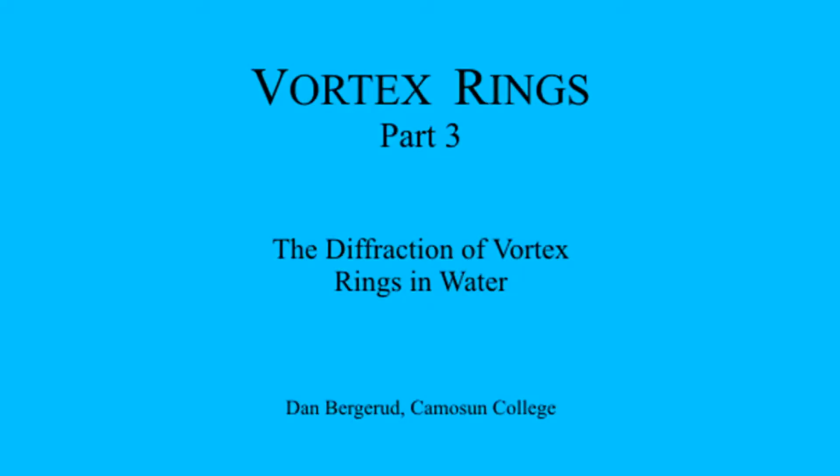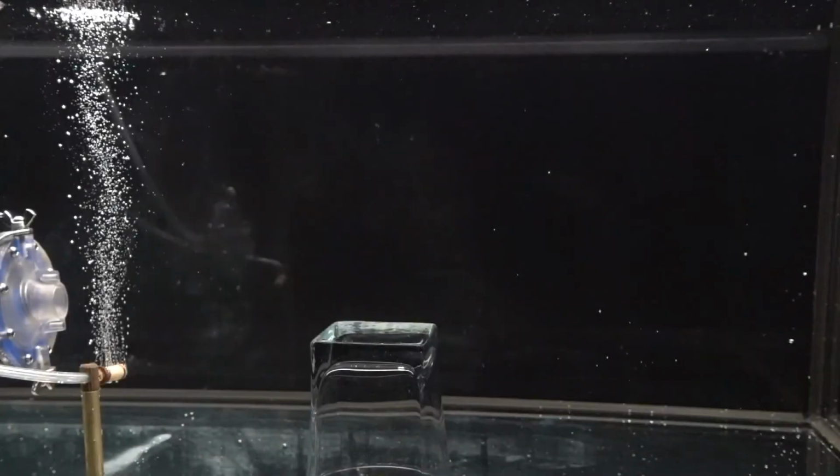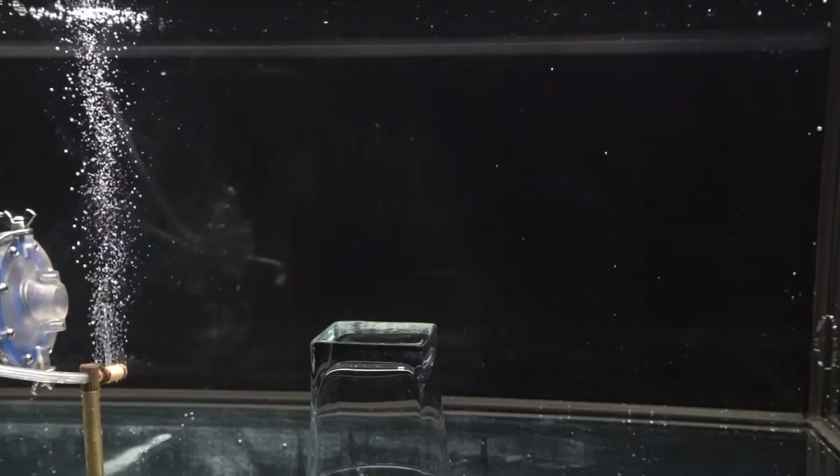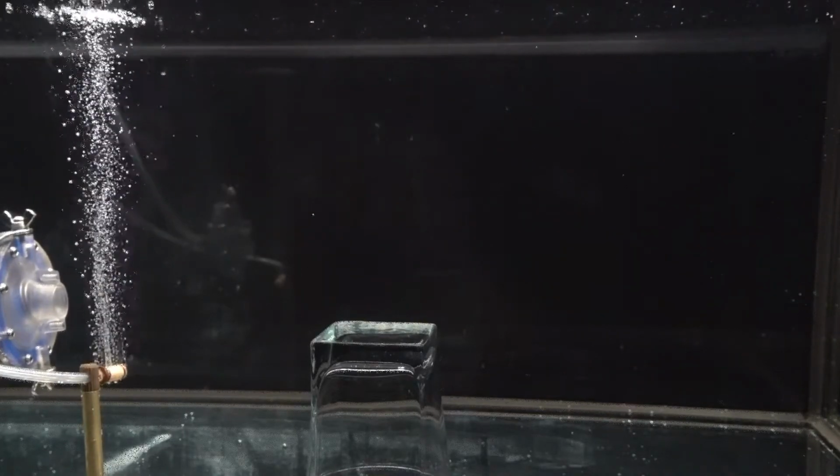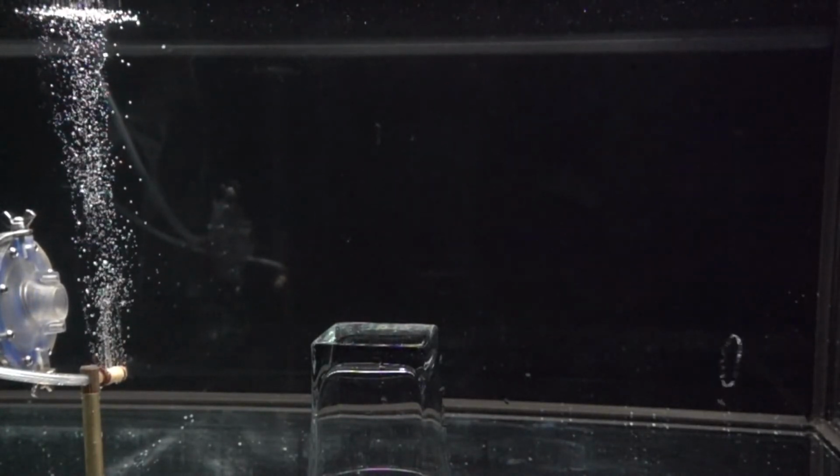Welcome to Vortex Rings, Part 3. This is a very short video showing how vortex rings diffract as they pass near a solid object. We simply shoot rings past a glass surface. That was 3 normal shots and now 3 slow motion shots.